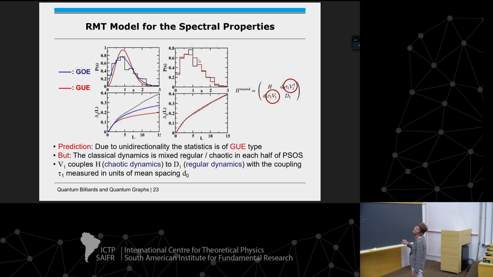Here are the nearest neighbor spacing distributions. When you look at the RMT model, we have an RMT model which describes the coupling of the chaotic part to the diameter part with two coupling parameters to describe the mixing of the dynamics. And then you find something which is close to GOE if you consider this coupling, this non-zero, non-integrable part of the Poincare surface of section.